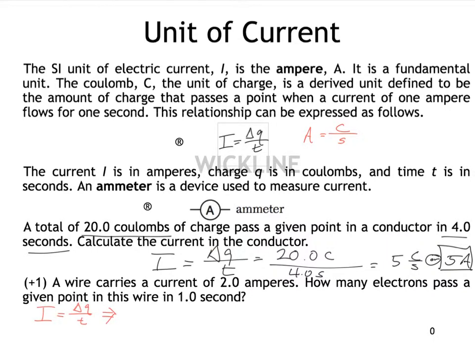So starting from the equation I is delta Q over T, I'm going to rearrange to solve for delta Q. So the delta Q is going to be I times T, and I'm ready to plug in now. It's easy to see that the amount of charge that passes the given point is going to be 2.0 coulombs. So something else I just got from the reference table is that 1 coulomb is equal to 6.25 by 10 to the 18th elementary charges. We're going to use that to convert.